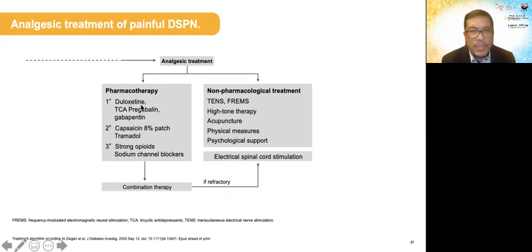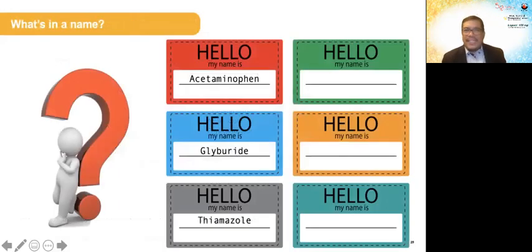Second-tier recommendations for analgesic treatment include your capsaicin, your tramadol, your non-narcotic analgesic, or strong opioids, and even sodium channel blockers. However, there are also non-pharmacologic treatments like your TENS, your high-tone therapy, acupuncture, physical measures, and psychological support. And luckily, there are recommendations that say combination therapy may be needed. So just an FYI. So what's in a name?